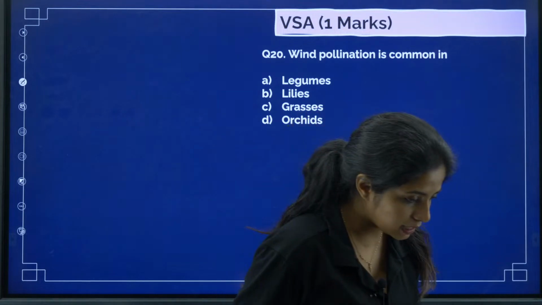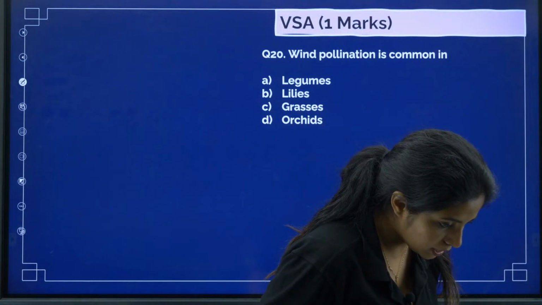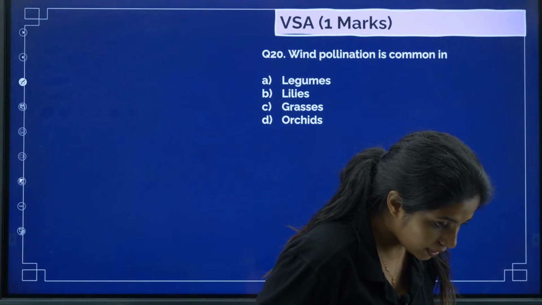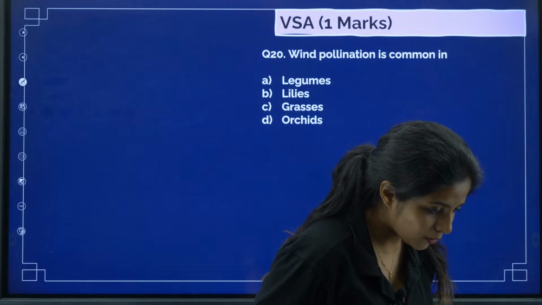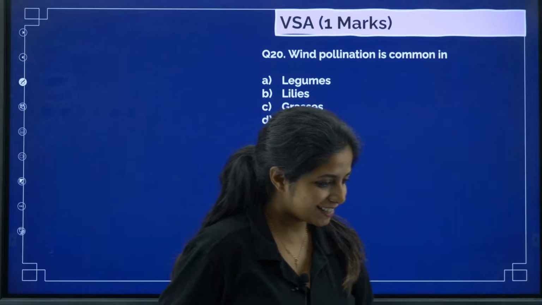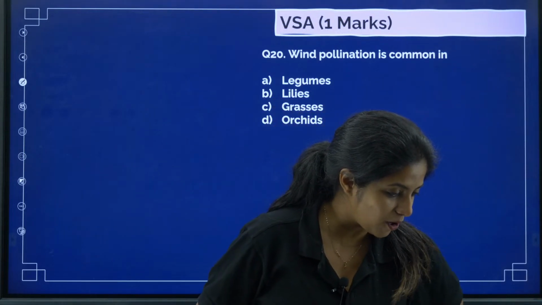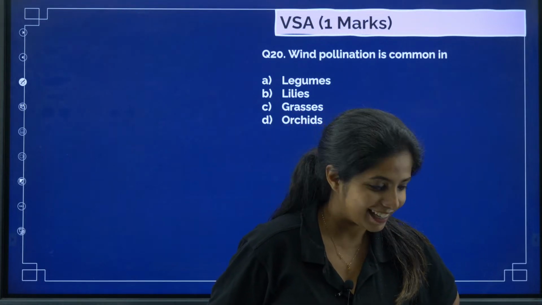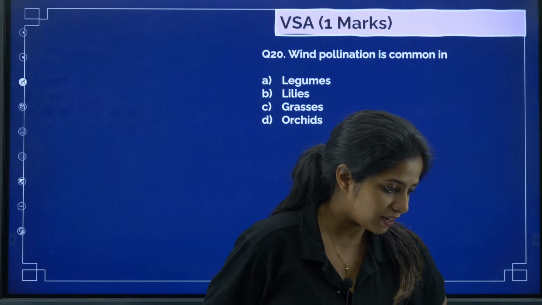Rocky says C. Arushi says C, Pradeep says C, Gauri says C, and Shaukat Ali says C, Creative Craft says C. All of you are saying C. Vinavlog also says C. Okay. Monocot. Yes, grass is a monocot. Aman Shetty also says C.